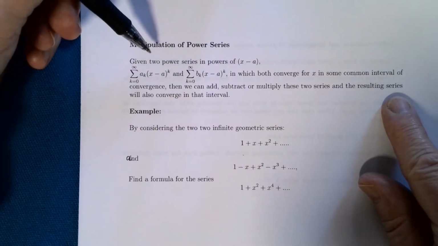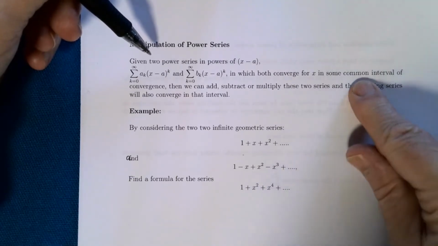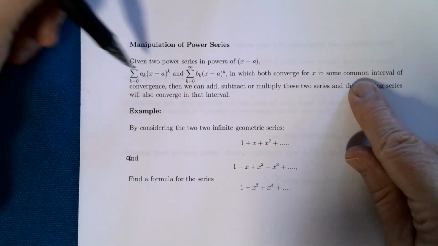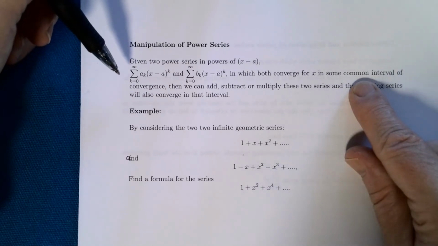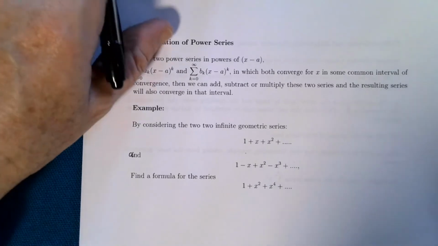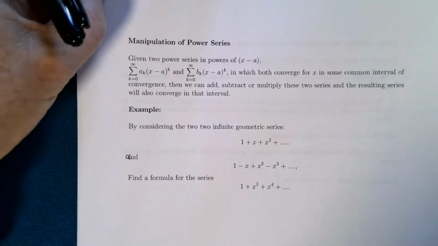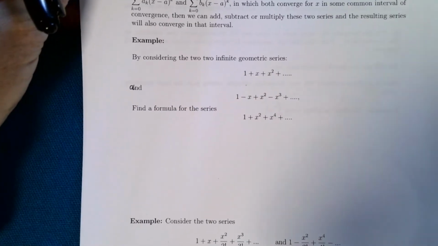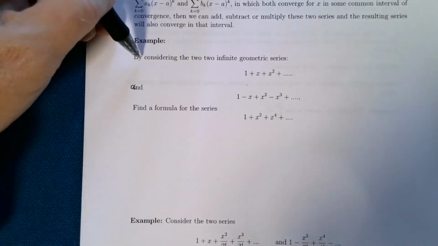You can add, subtract, or multiply two infinite series as long as you stay in the common interval of convergence, and nothing will go wrong. I've just done a couple of examples here of adding and one of multiplying. The multiplying, of course, is more difficult.